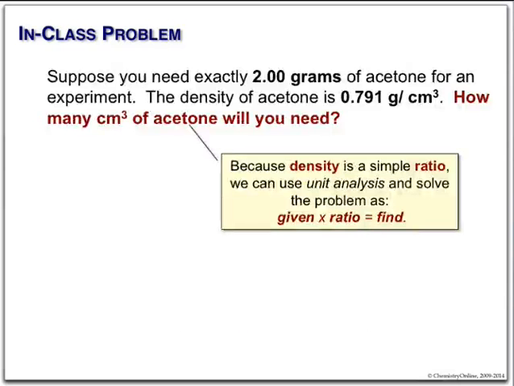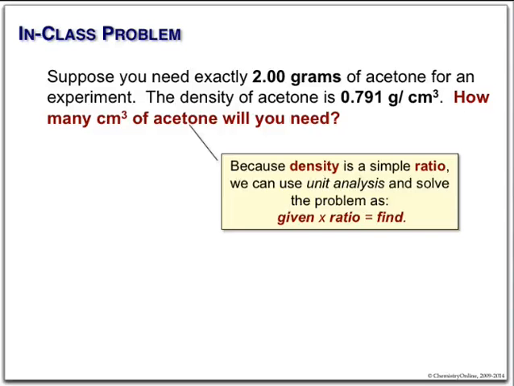All right. Let's take a problem like this and solve it with our algorithm. This is kind of something that you would actually do in lab. Let's say that we were doing an experiment and we needed 2 grams exactly of acetone. Acetone is a liquid. It's actually the major ingredient in fingernail polish remover. Okay, very common solvent in the lab. Density of acetone is given as 0.791. What volume of acetone do you need?